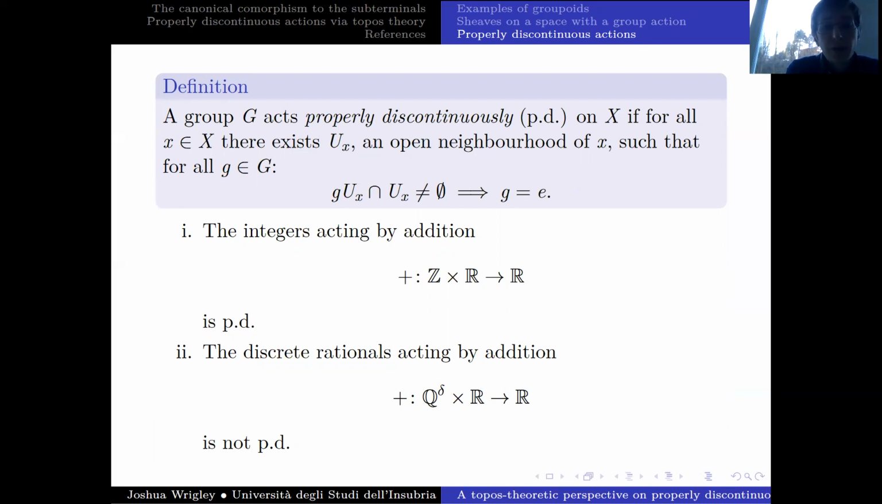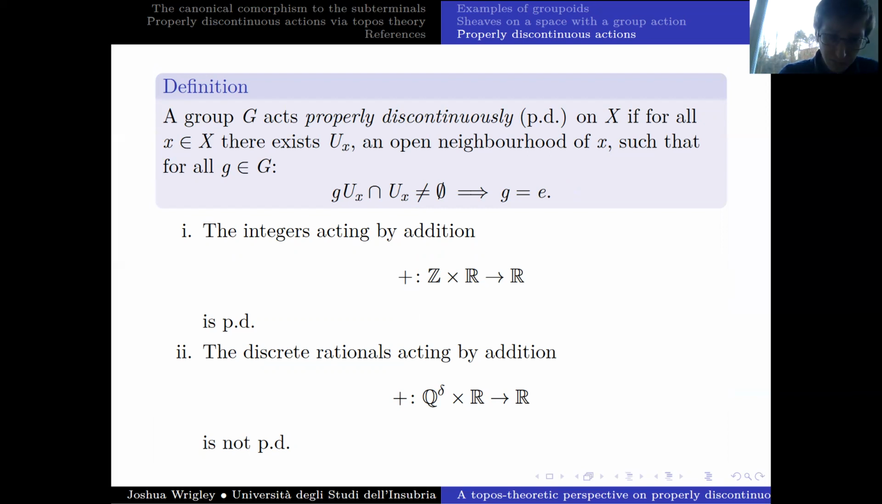To recall a definition, a group acts properly discontinuously on X if every point in our space has an open neighborhood such that it is disjoint from its translates. When I say disjoint from its translates, I exclude the trivial translate. That is, it satisfies: gU_x intersect U_x being non-empty implies that g is the identity. So, a couple of examples.